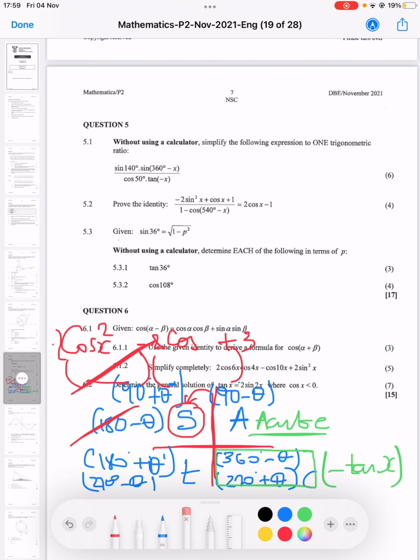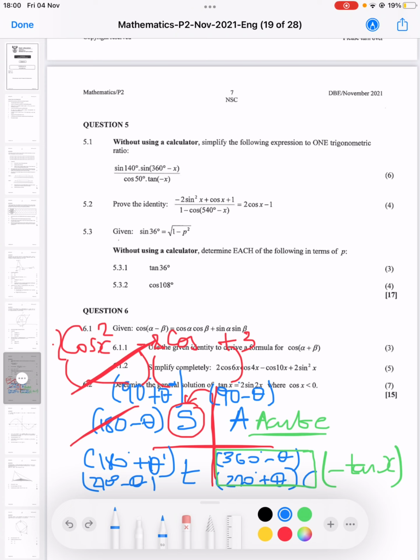Okay, 5.4, let's quickly have a look at that. This should be one of your easiest questions. Normally, they would give you that and say given that. This is what you are given.